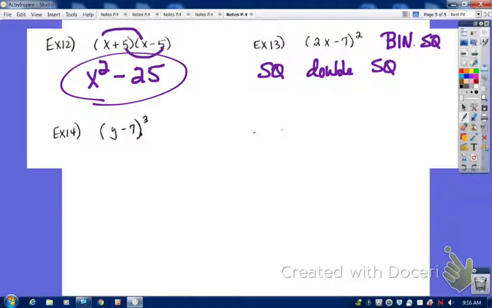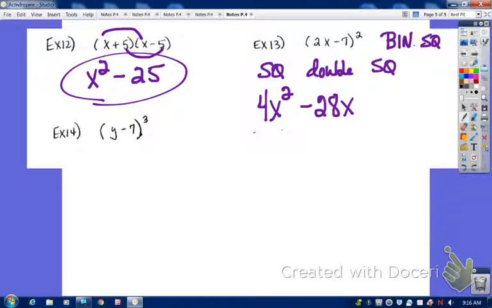2x times 2x is 4x squared. The double is the hardest part. You're going to multiply the two terms together in your head. What is 2x times negative 7? Negative 14x. You're going to double that, so you're going to multiply it by 2. So negative 14x times 2 is negative 28x.